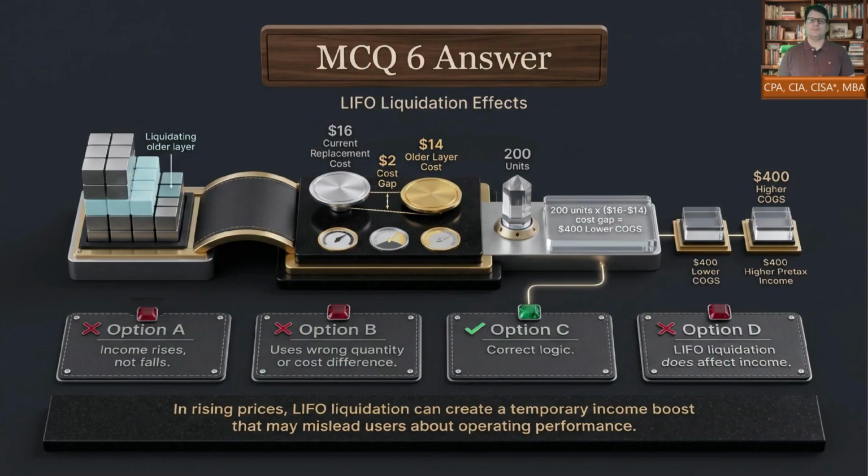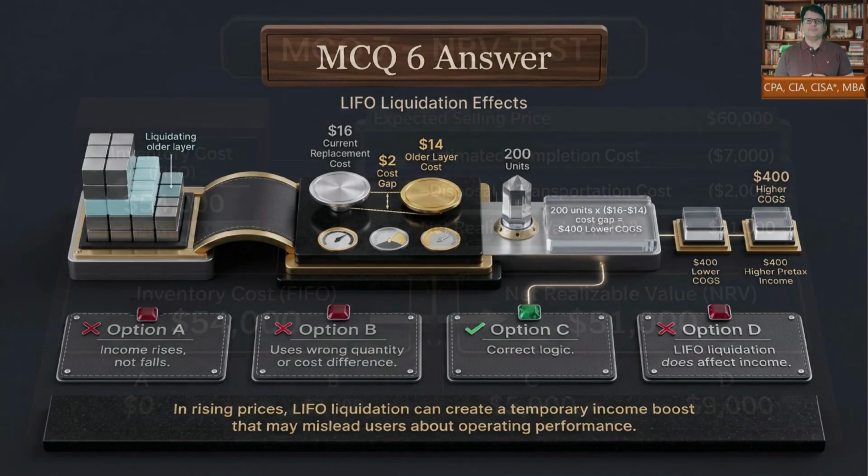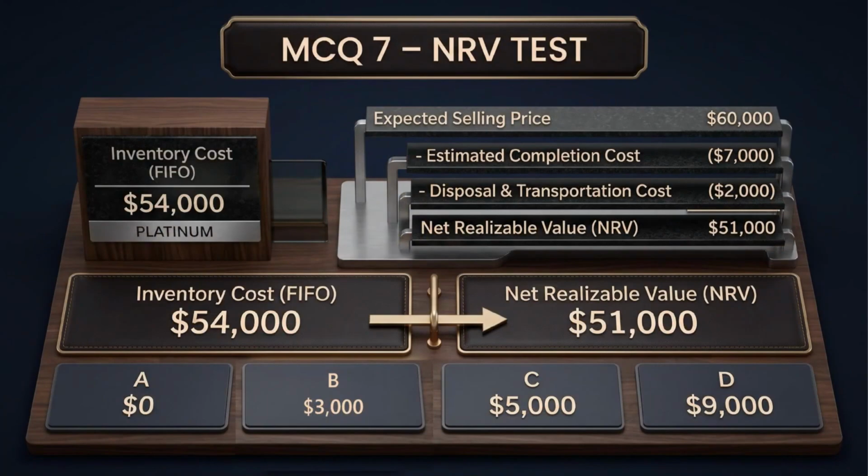A is wrong because the direction is reversed. B uses the wrong quantity or difference. D is wrong because LIFO liquidation affects income when layer costs differ from current costs. In rising prices, LIFO liquidation can create a temporary income boost. MCQ 7 tests NRV. A FIFO inventory item has a cost of $54,000.